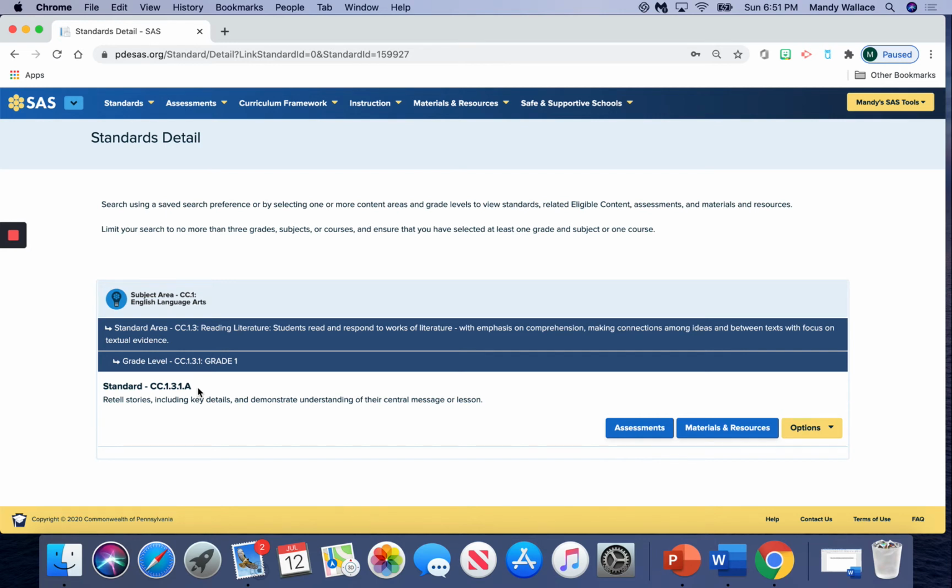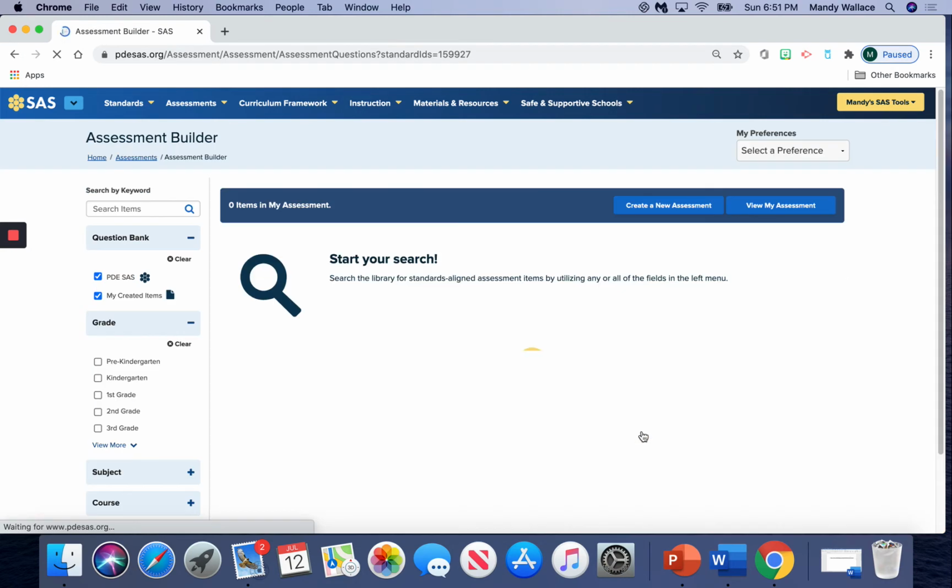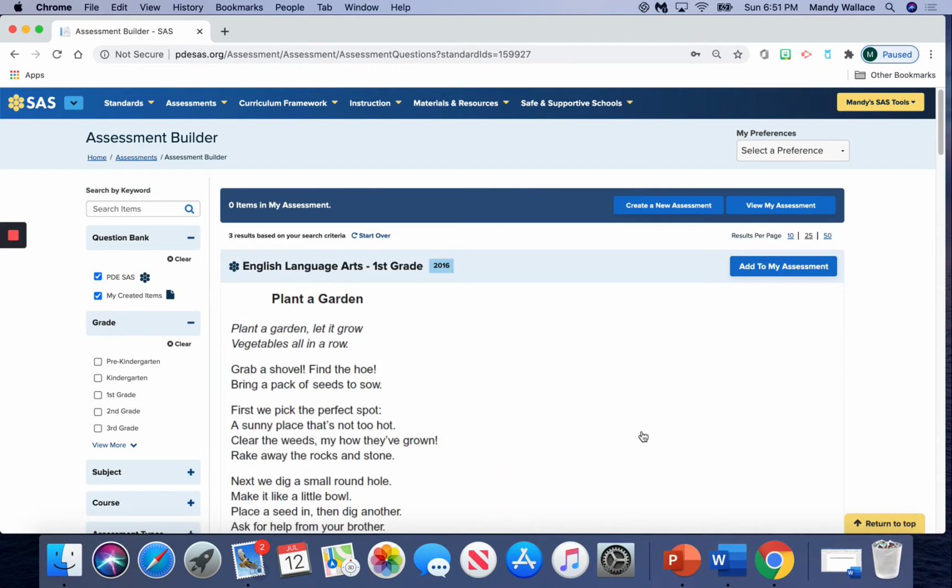So one of the other things is the assessments, materials, and resources, an assessment builder. I can tell you for the younger grades, there's still not much, and it seems like for the last 5, 6 or more years, I keep saying there's not much. In the older grades, when you click on assessments, a lot of times we can do that.